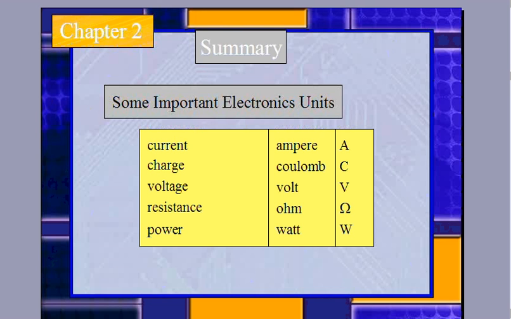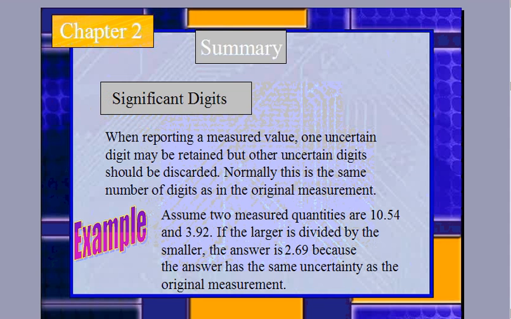Charge's symbol is Q. Current symbol is I. Voltage symbol is V. Units are volts. V is for the volt also. Resistance is R. The unit is an ohm. The symbol is an ohm, omega. And power is a P. The unit is watts. And the symbol for the watt is a W.